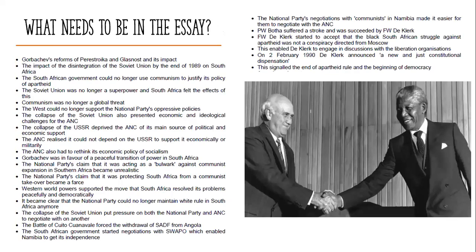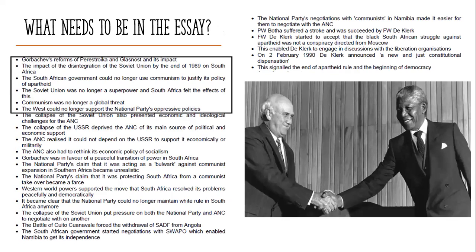So what needs to be in the essay? Like I said, it's just four things. First thing, impact of the collapse of the Soviet Union. So just the background of Gorbachev's reforms of perestroika and glasnost and the impact of that. The impact of the disintegration of the Soviet Union by the end of 1989 on South Africa. So the fall of the Berlin Wall meant that the South African government could no longer use communism to justify its policy of apartheid. The Soviet Union was no longer a superpower, and South Africa felt the effects of this.